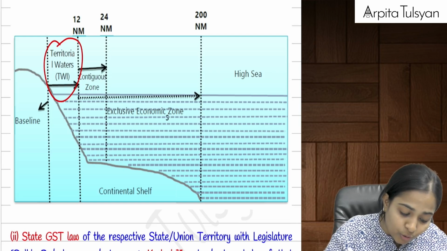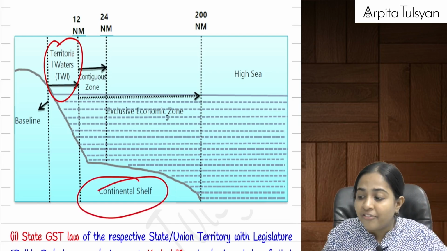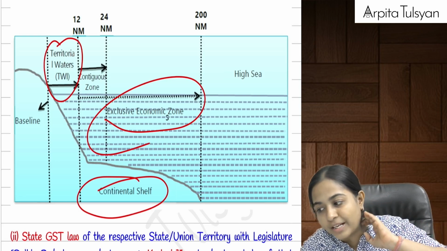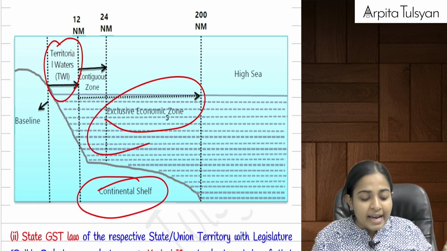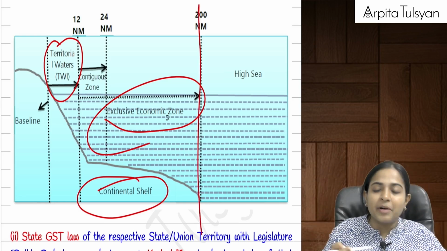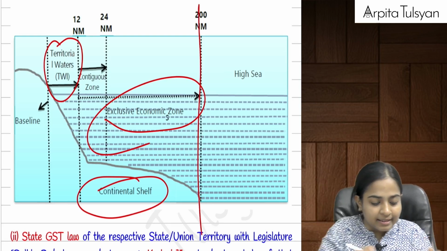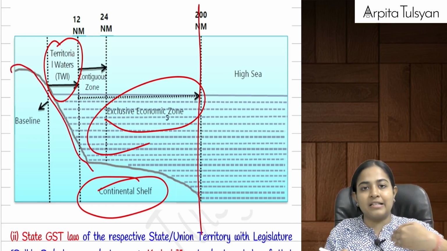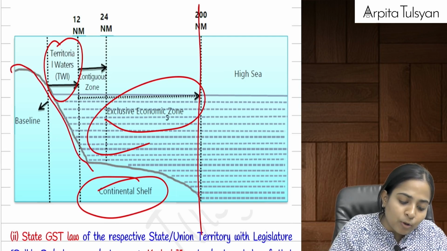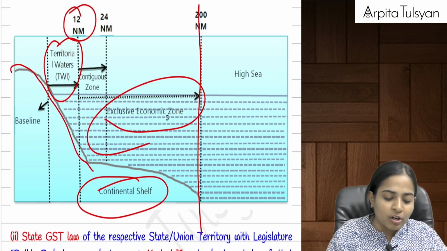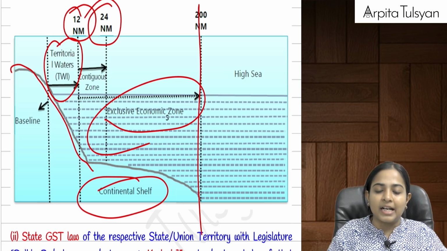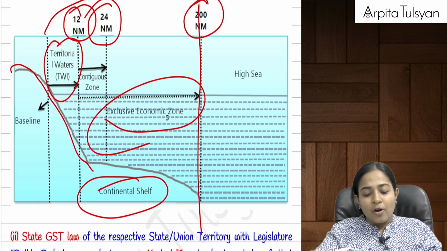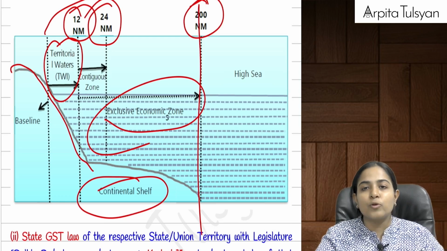Then it is also going to include the continental shelf, and the exclusive economic zone. So till here is basically your baseline of the land. After that, the sea starts. Up to 12 nautical miles your territorial water goes, up to 24 nautical miles your contiguous zone goes, and up to 200 nautical miles from the baseline, that is going to be your exclusive economic zone.